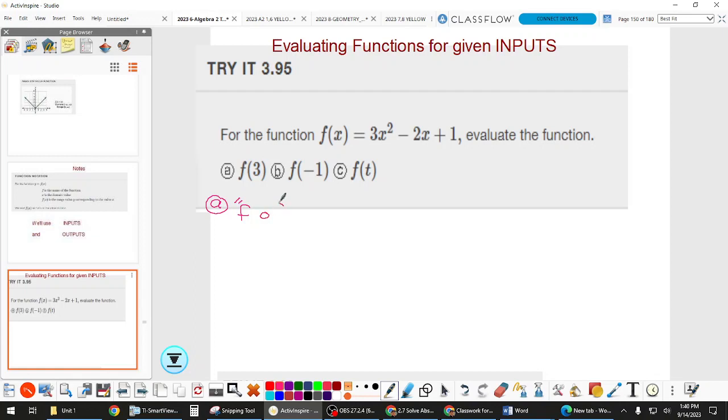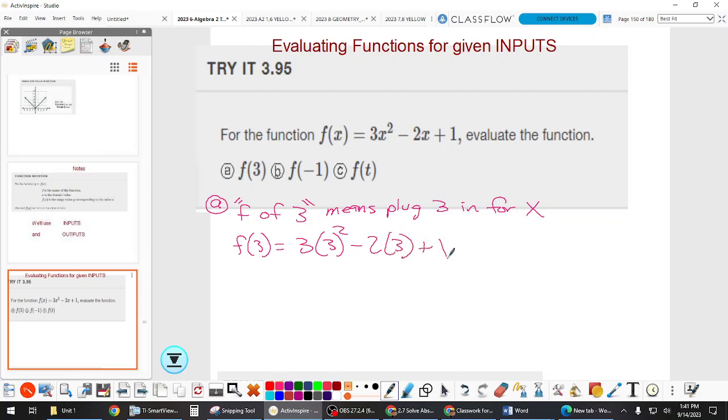So write f of 3, and what that means is to plug 3 in for x. Okay, so we say f of 3. Notice that in the notation, 3 took the place of x. You see that? It was f of x, now there's a 3 instead. So that means we need to replace the x's with 3. That's literally all that we're doing. So f of 3 is 3 times 3 squared minus 2 times 3 plus 1. Use parentheses when you substitute, when you plug in. And now we simplify. Okay?